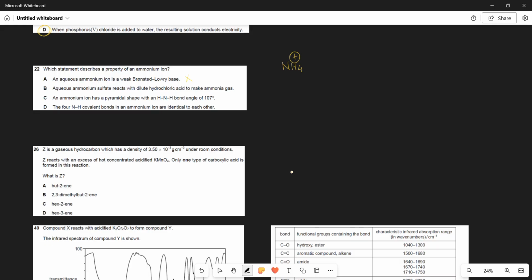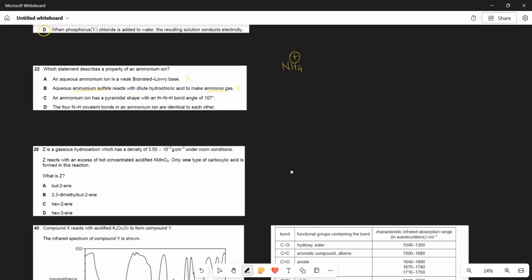Aqueous ammonium sulfate reacts with dilute hydrochloric acid to make ammonia gas. That is also wrong. Normally ammonium salts, which are solid, react with sodium hydroxide to produce ammonia gas. That is the reaction we know. It won't react with HCl to give ammonia gas. That is also wrong.